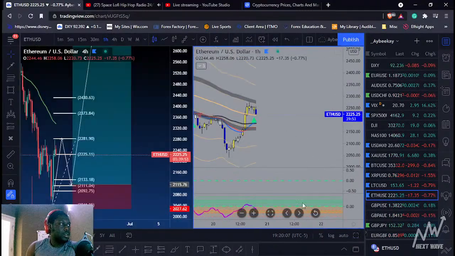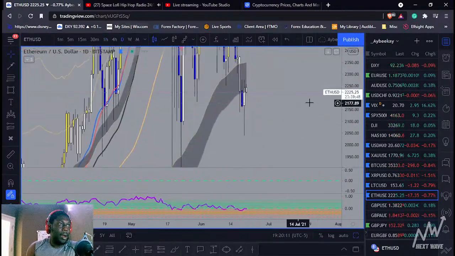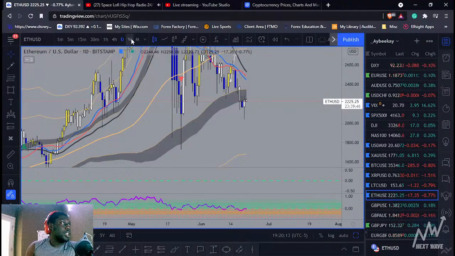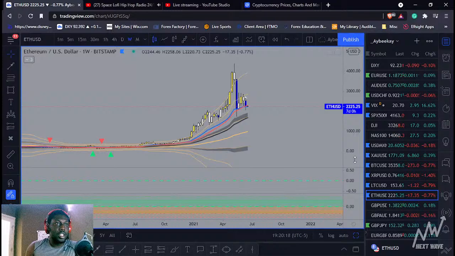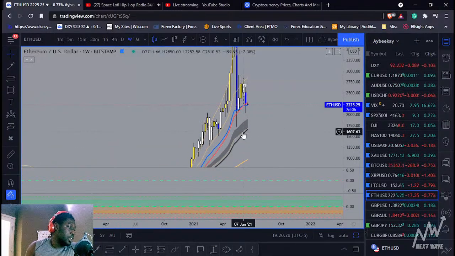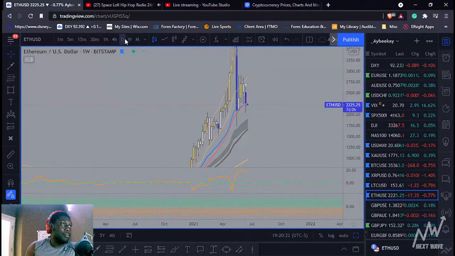Ethereum. Dang, I wanted to sit there real quick. My bad. Ethereum weekly time frame. Yeah, nowhere near. It's not even close to the lower danger zone yet. So I'm just like, meh.